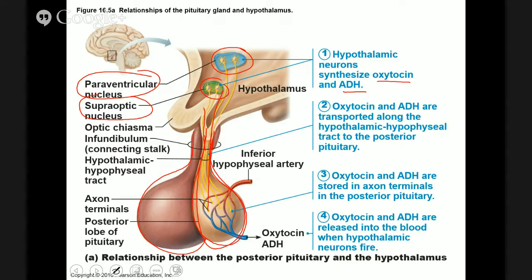When these two hormones are secreted, they are transported down a little tract called the hypothalamic-hypophyseal tract to the posterior pituitary, and they're stored here. When your body needs them, the hormones are released into the vasculature, into the blood. Whatever other cells of your body are receptive to oxytocin and antidiuretic hormone are going to be affected by it. Antidiuretic hormone targets the kidneys for the most part, but other structures too.